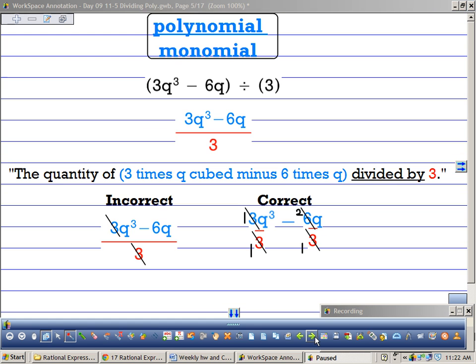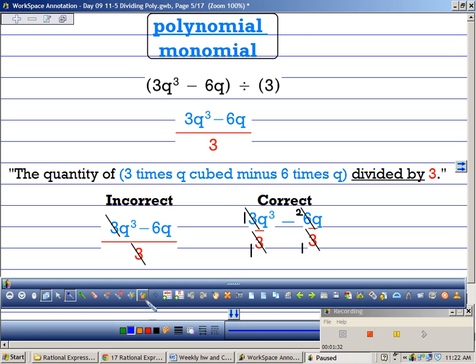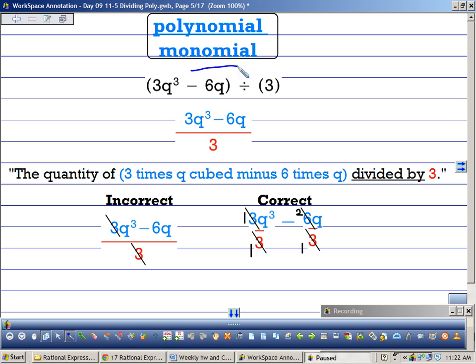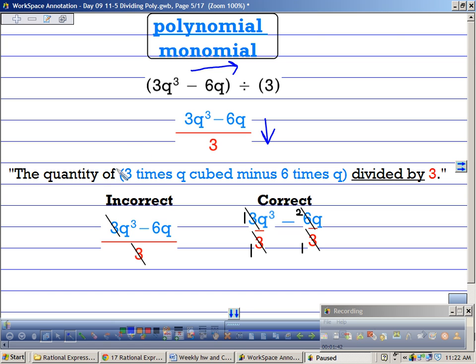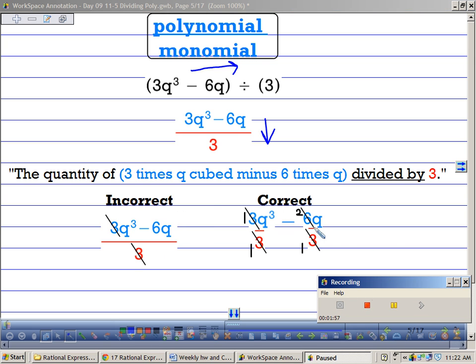Okay, so a polynomial over a monomial. Take a second to look at this. These two things are the same thing. This is written horizontally, and this is written vertically. But as you read it, no matter which way it's written, it reads the same way: the quantity of 3 times q cubed minus 6 times q, all divided by 3. So talk with your shoulder partner about what's different about these two and why this one is incorrect.